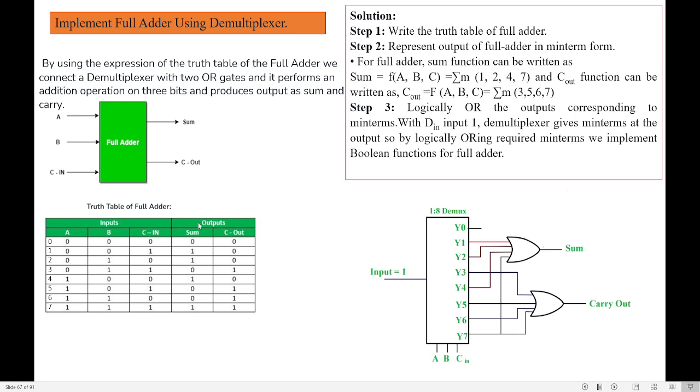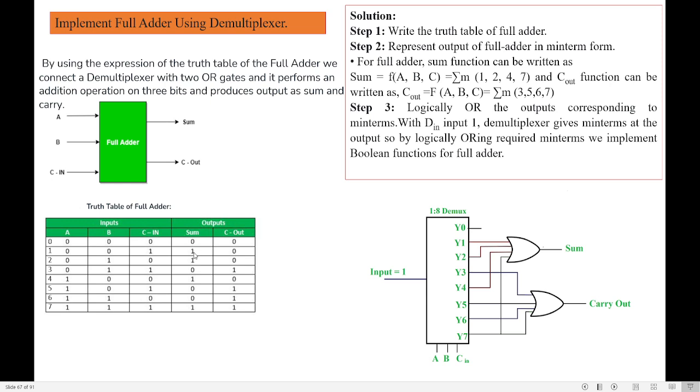Let us see how to represent output of full adder in min terms. To represent output of full adder in min terms, first you need to see the sum. Okay, let us do it for sum. Sum is equal to, how many inputs you have? A, B, C. So sum is a function of A, B, C.